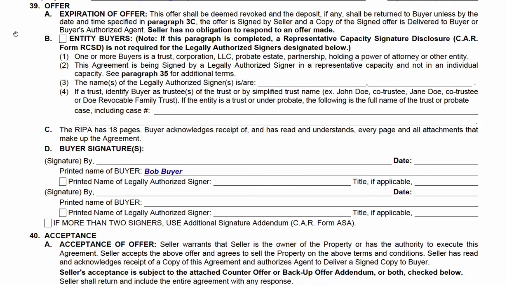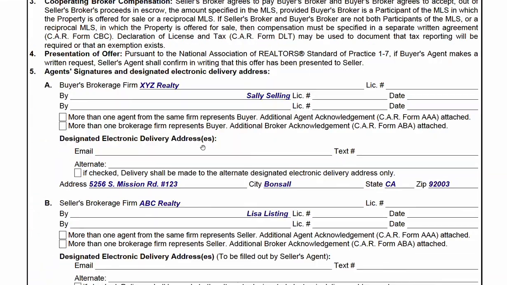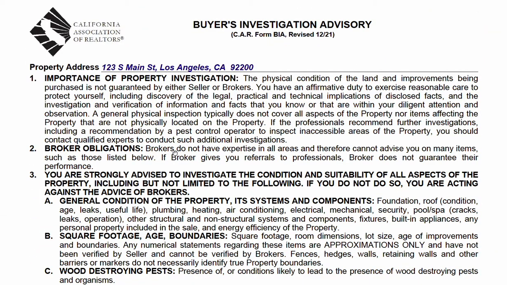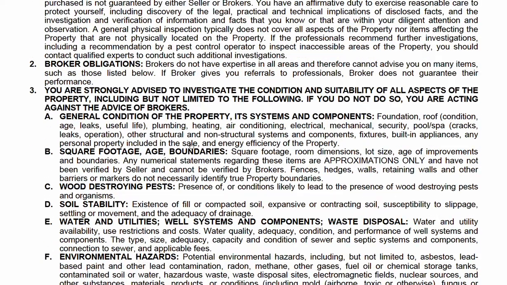Expiration of offer, entity buyers. Remember how I said if it's an LLC or corporation or trust, you'll check this box. You'll make sure that the RCSE, representative capacity signature disclosure, is involved. Buyer's going to sign. Agents are going to sign down here. Buyer investigation advisory, because we can't end without there being another advisory. It just wouldn't feel right.